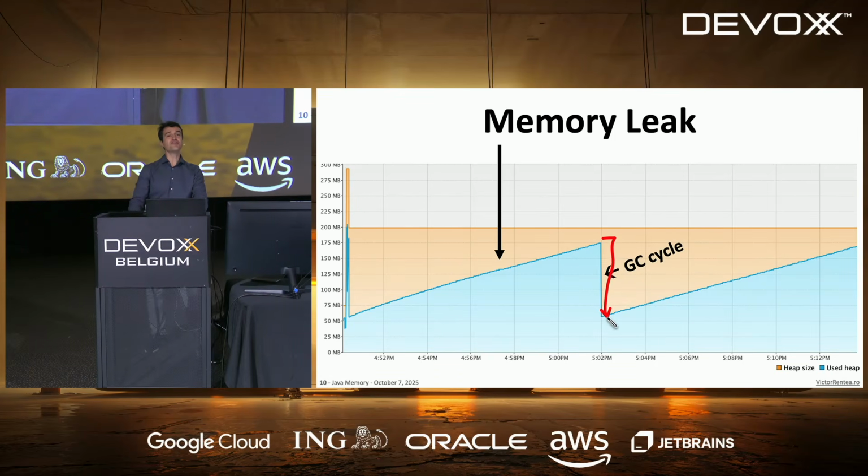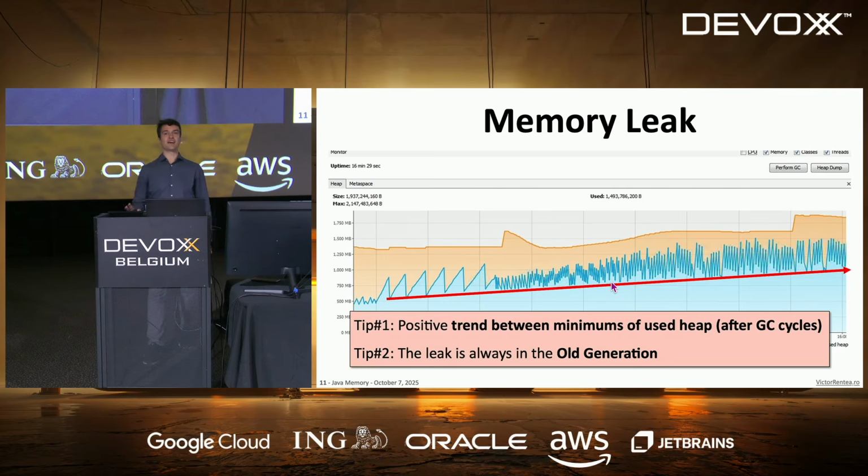GC realized, you told me GC can run whenever it wants. So GC realized you are running out of memory, so it just cleaned up the garbage, correct? So this is not how a memory leak looks like. This is how a memory leak looks like.